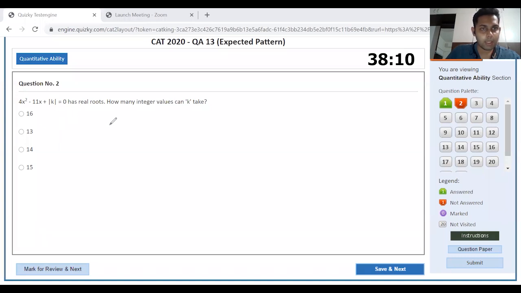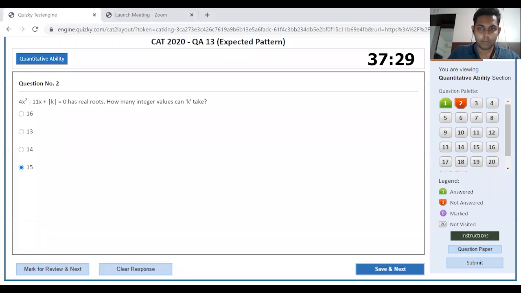Real roots, how many k can take? Again, b square minus 4ac, that is 121 minus a 16 mod k, right, is greater than equal to 0. So 16 tens are 160, 16 32, 160 minus 30 is 130, right, to 128. So 7s are, right, now anything between 0 and 7, but since it's mod, it'll be minus 7 to 7. These are 14 plus 0, 15 values.